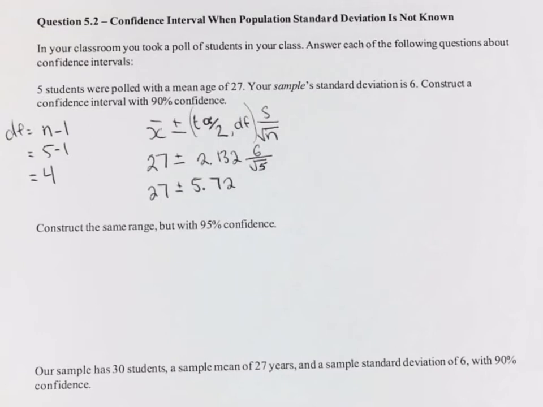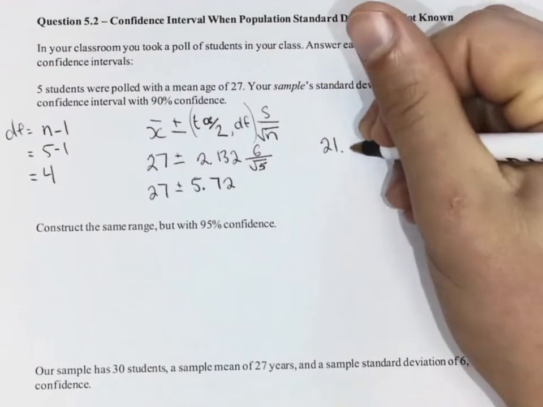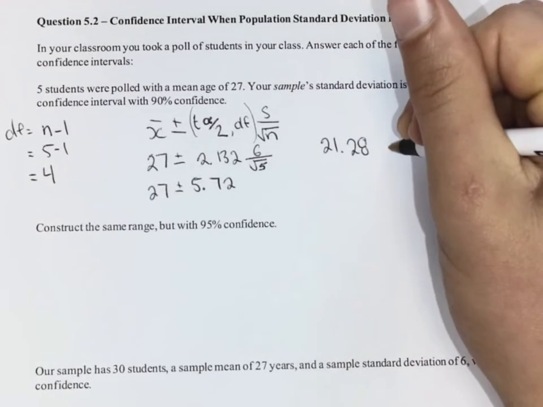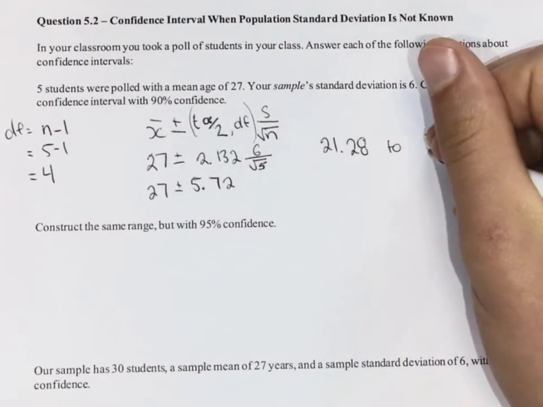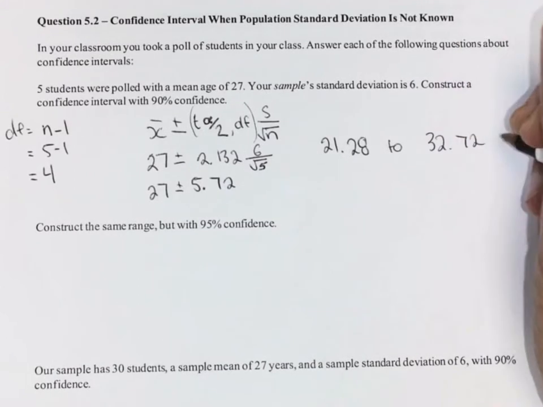of 27 less 5.72, which is 21.28, all the way to 27 plus 5.72 of 32.72.